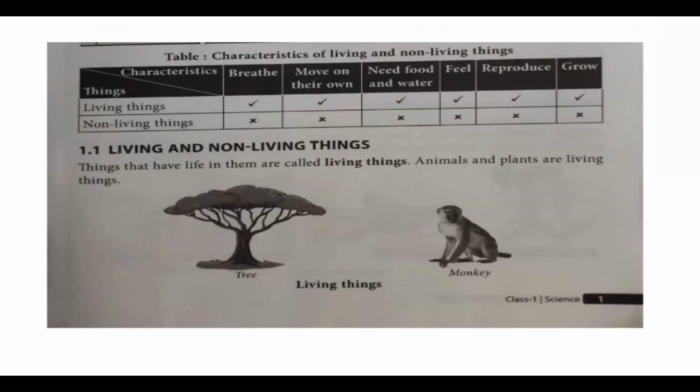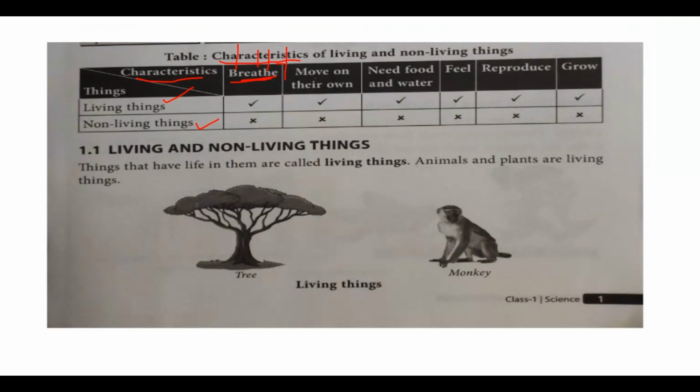Now we have learned about living things and non-living things. Next, there are some characteristics. To learn the spelling: characteristics. Characteristics of living and non-living things. What do you mean by characteristics? Characteristics means there are certain features based on which we can differentiate between living things and non-living things. Some of them we already know, but let's check. Living things breathe. Yes, living things breathe. Do non-living things breathe? No, non-living things don't breathe.